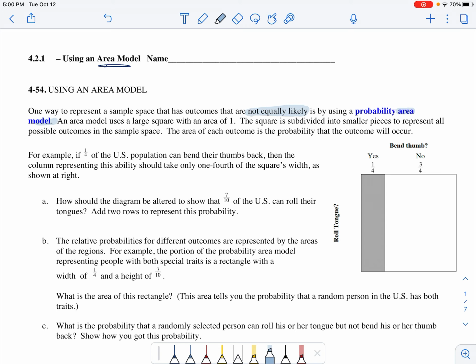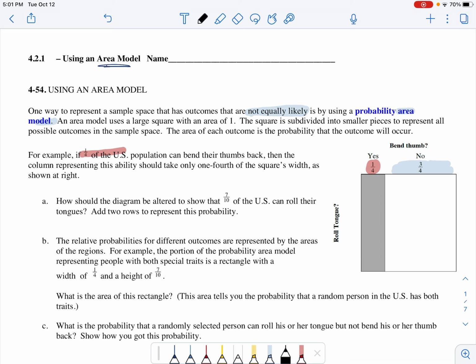The square is subdivided into smaller pieces to represent all possible outcomes in the sample space. The area of each outcome is the probability that the outcome will occur. And then it gives us this example here. It says 1/4 of the population can bend their thumbs back, and you'll notice that is labeled here. And then 3/4 cannot. So 3/4 is no and takes up that chunk.